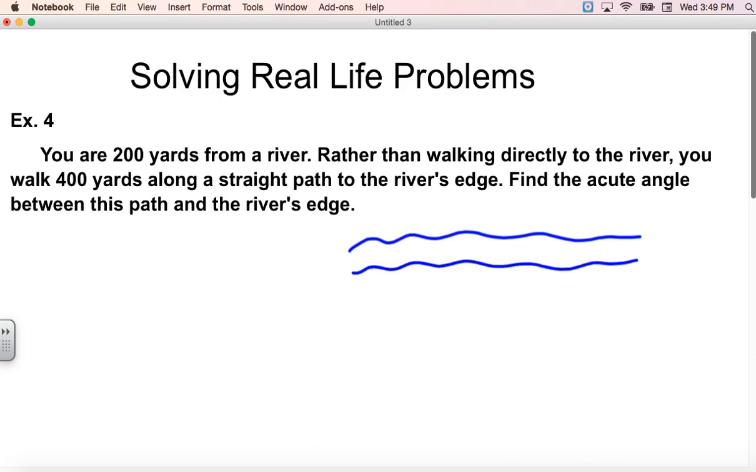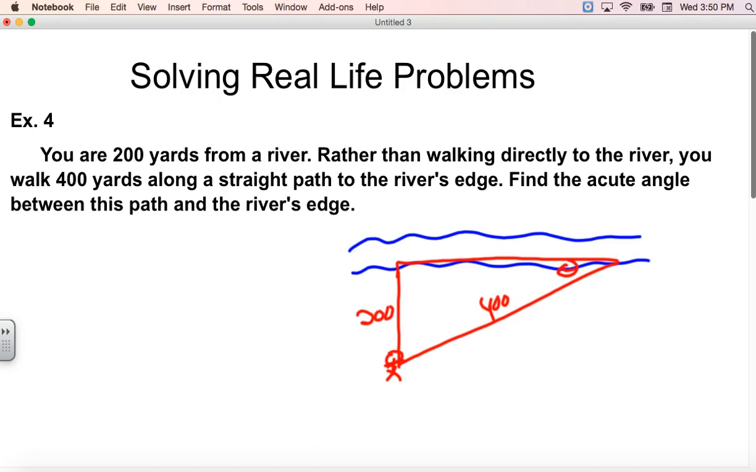We got us a river here, and it says that we are somewhere right here, and we are 200 feet from the river's edge. Alright, but instead of walking directly to the river on that 200-yard path, we walk 400 yards along a straight path to the river's edge. So we're going to go out this way somewhere and go 400 yards along this path to the river. And they want to know the acute angle between this path that we walked and the river's edge. So this angle right here is our theta, the angle between the path we walked and the edge of the river. So we're going to set everything up the same way we've been doing it.